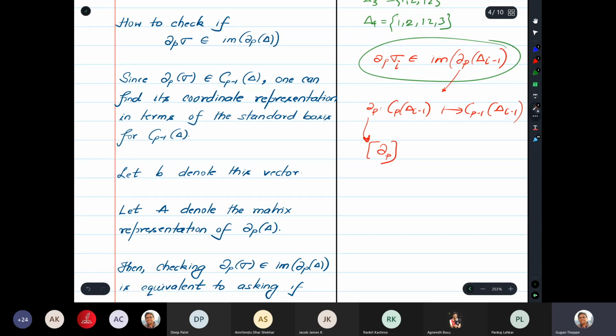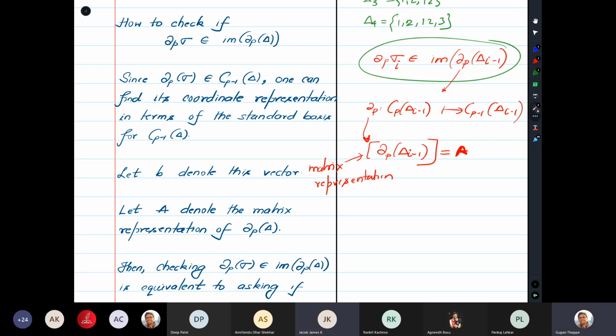Very good. So far, so good. Maybe I'll emphasize that this is ∂p of delta i minus 1. Right, so this is what I have. Maybe I'll write it properly. So this is i minus 1, and this is the matrix representation. Okay, and so that this is easy, let's call this A. Okay, so there is some matrix A. Very good. So Jacob, what is the next step? How do I check whether this lies in the image? It's the column space of this matrix.